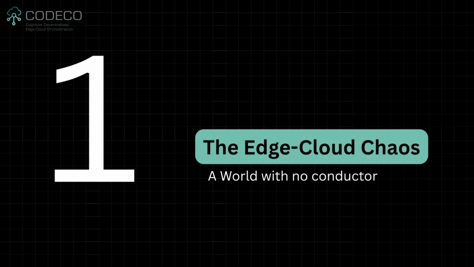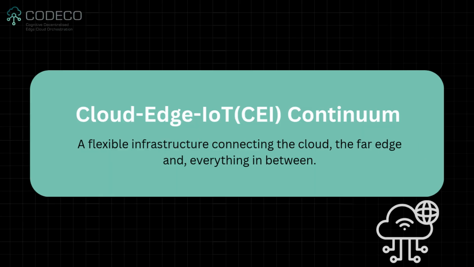All right, first up, the edge cloud chaos. And honestly, a digital world without a conductor is the perfect way to describe it. Just imagine this huge, sprawling orchestra. You've got thousands of incredible musicians, but there's no conductor. No one's leading. That's basically the situation for a lot of distributed apps today. All these powerful parts, but no one to make sure they're all playing in harmony. It's just noise. So this whole environment has a name, the Cloud Edge IoT Continuum, or CEI for short.